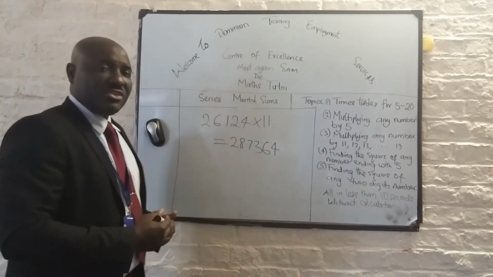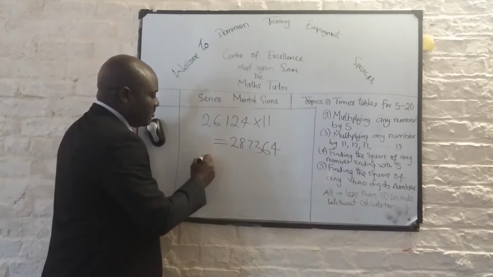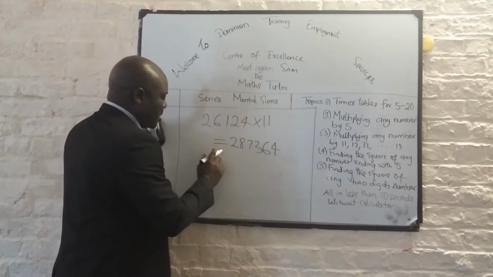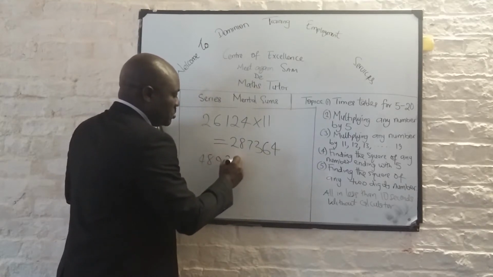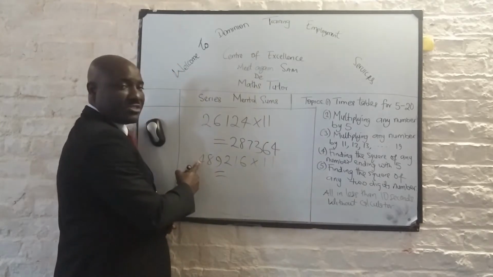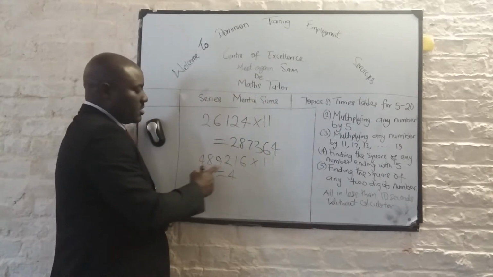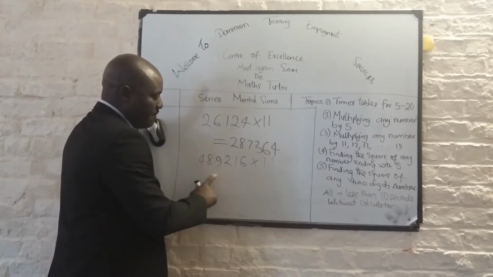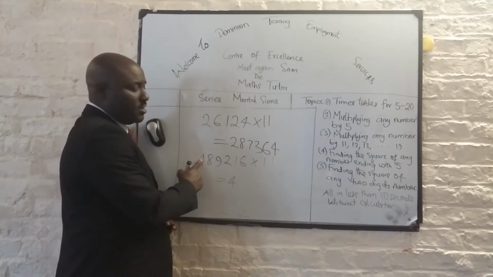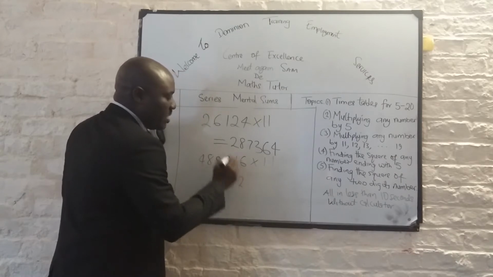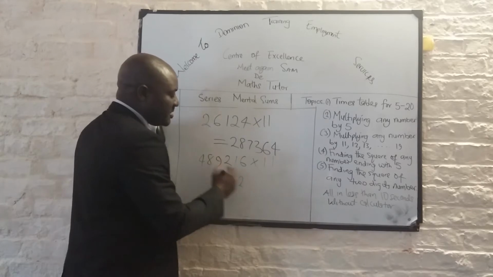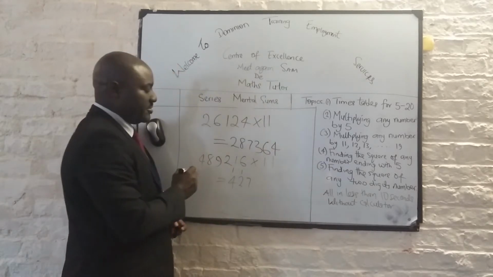Let's see another example. Suppose I have 4892 16. We multiply by 11. This will equal, write down the first number as usual, 4. Add this to this, it gives you 12. You can't write 12, you write 2 and put 1 here. Then add this to this, it gives you 17. You can't write 17, write 7 and put 1 here.